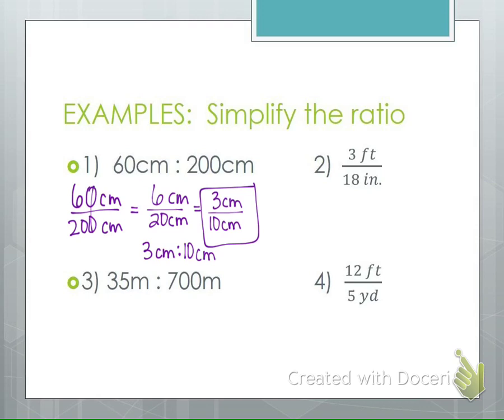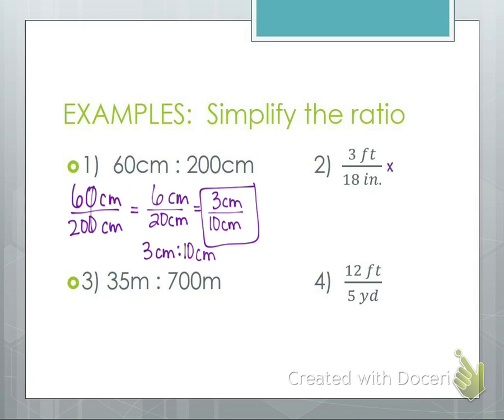Okay, on to number 2. First thing we have to check is our units. Are they the same? No. They are not the same, which means we need to change them. Now, in this case, I think we could go either way with it, but it's always going to be easiest if we stick with making our units smaller. So meaning I want to take feet and turn it into a smaller unit of inches. So we always want to go towards the smaller unit. That'll usually make it easier if we just always follow that rule.